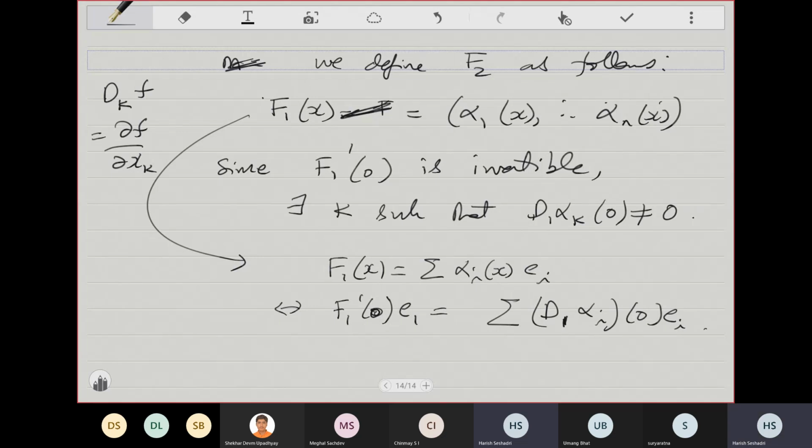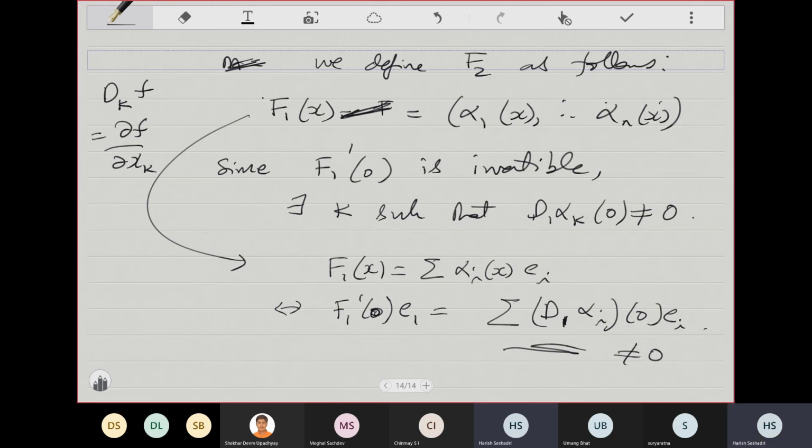Now, right, where was I? Yeah. So I got the fact that F1 prime 0 is invertible, which means it has no kernel. So F1 prime 0 acting on any non-zero vector cannot be 0. Therefore, this thing here is not 0. You can see that from the matrix point of view as well. If a matrix is invertible, no column can be 0.